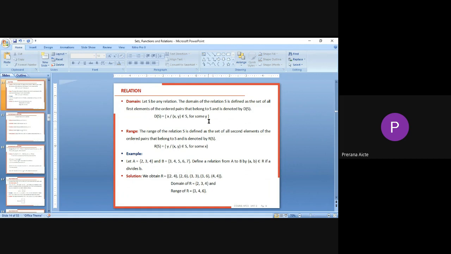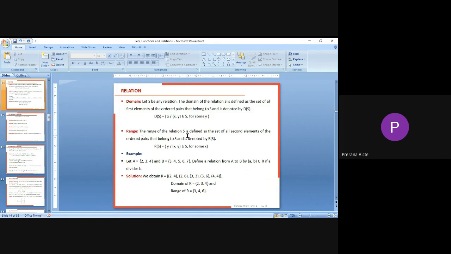If you consider any relation, let S be any relation, the domain of the relation S is defined as the set of all first elements of the ordered pairs that belong to S, and it is denoted by D of S. So in the ordered pair, whatever the first values are, if you group all those values as one set, that is called the domain. In (x, y), whatever elements are in the place of x, if you group all those values as a set, it is called the domain.